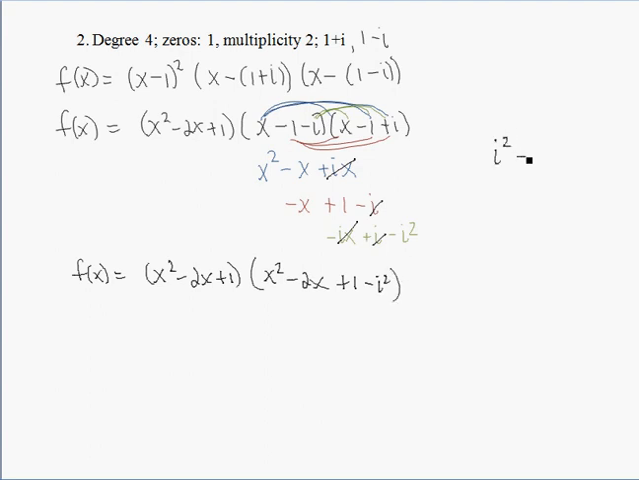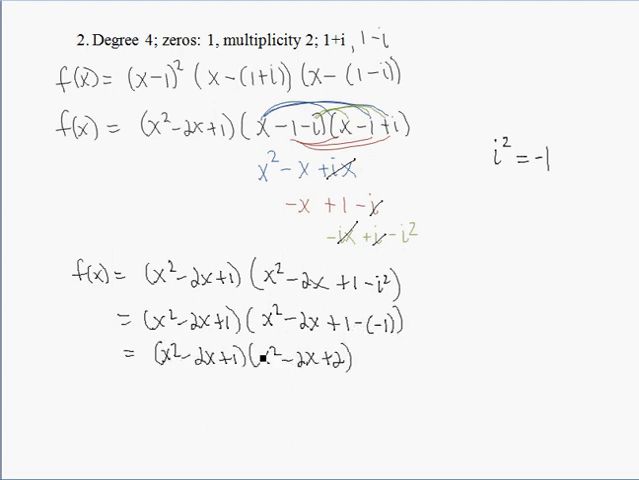Again, i squared is equal to -1. So this is equal to x squared minus 2x plus 1. So i squared is -1, I just changed that there. So now this is going to be 1 plus 1. So that's going to be 2. And now I just need to multiply these two trinomials together.